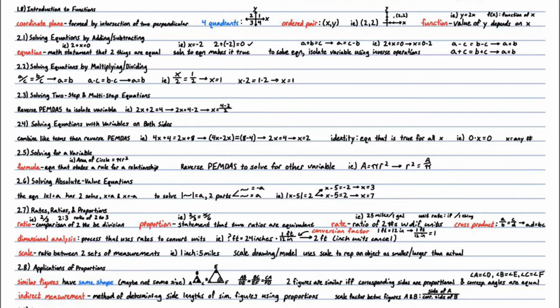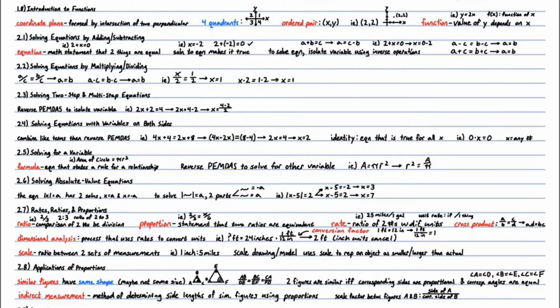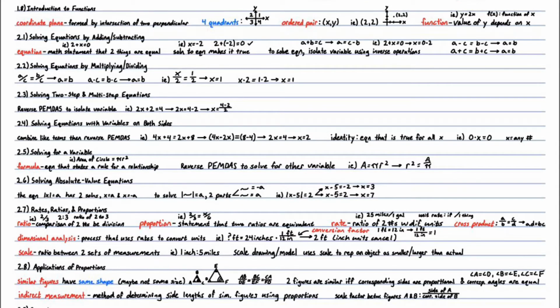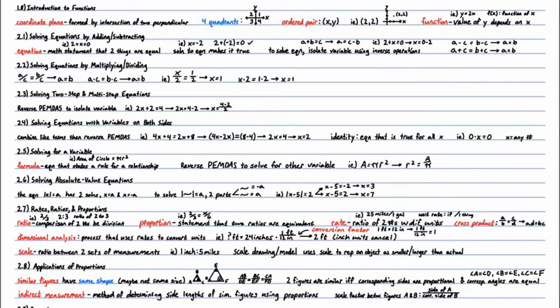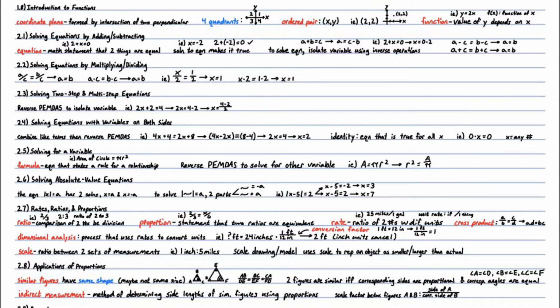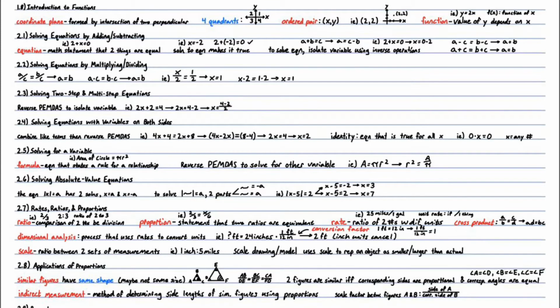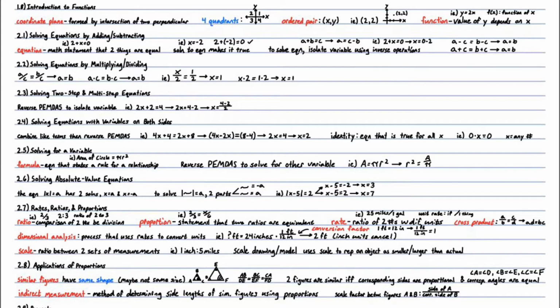A coordinate plane is formed by the intersection of 2 perpendicular axes, the x-axis and the y-axis. 4 quadrants and ordered pair, xy, describes a location on the coordinate plane. A function is a rule that assigns exactly one y value to each x value. Y depends on x. X is the input and y is the output. Y equals function of x denoted f of x.